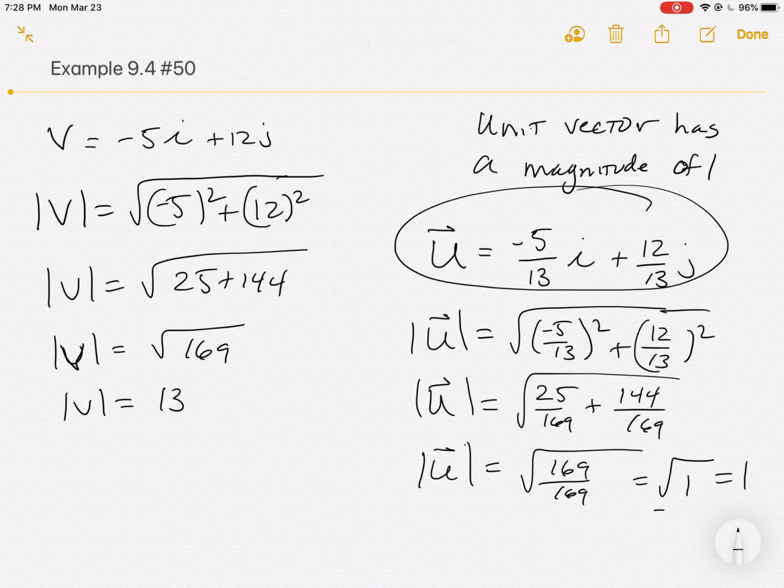What I did subsequent to that was just showing you that, hey, just by dividing out by the magnitude of v to all the components of v, we get a unit vector that's headed in the same direction.